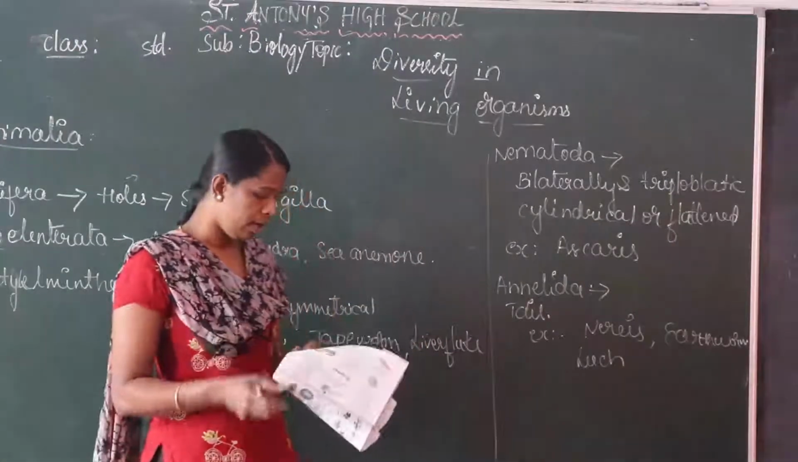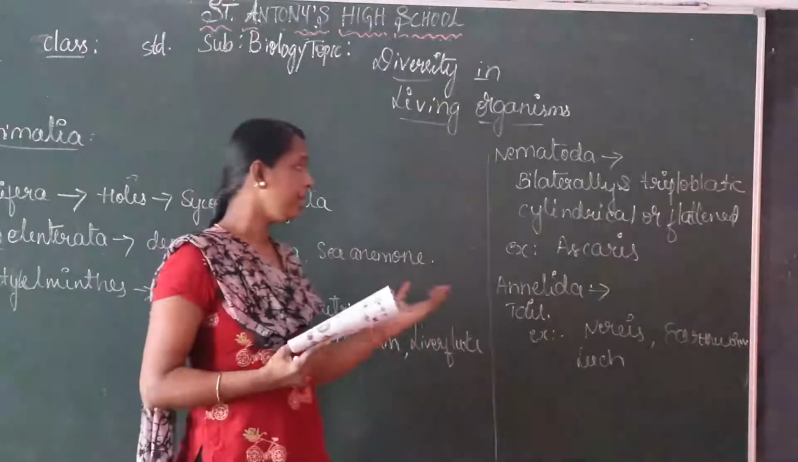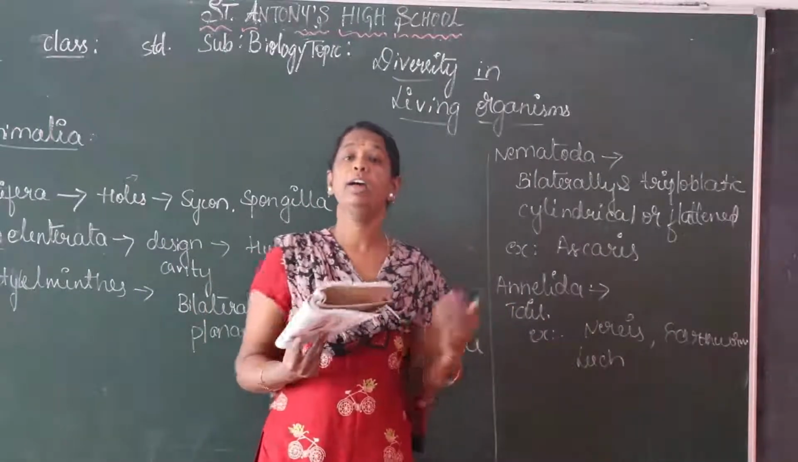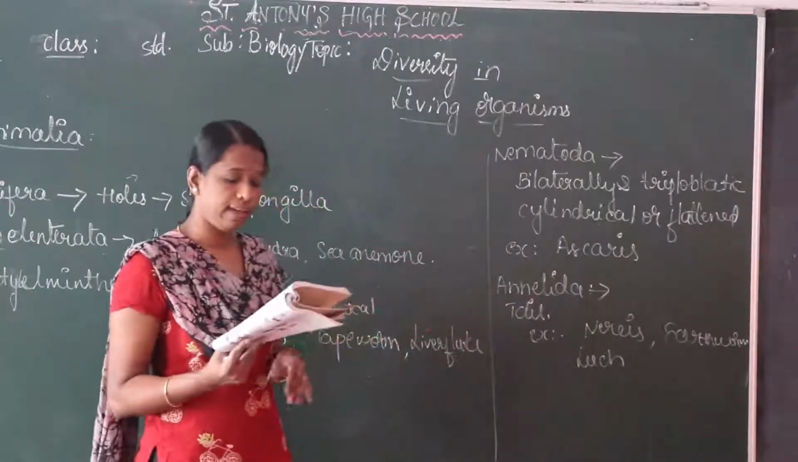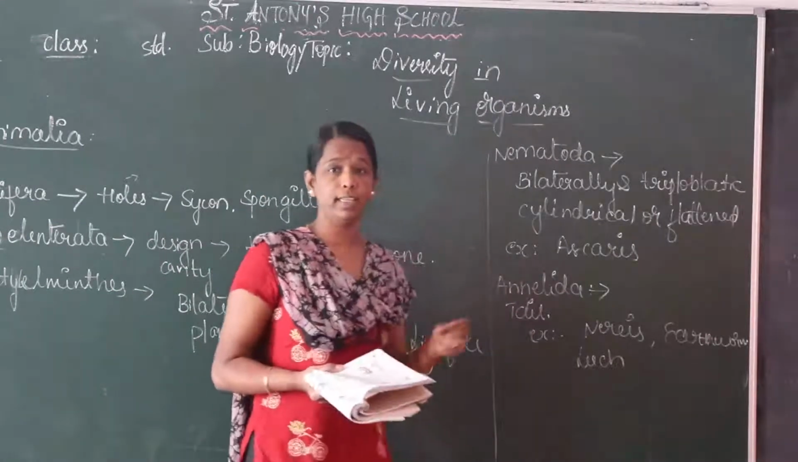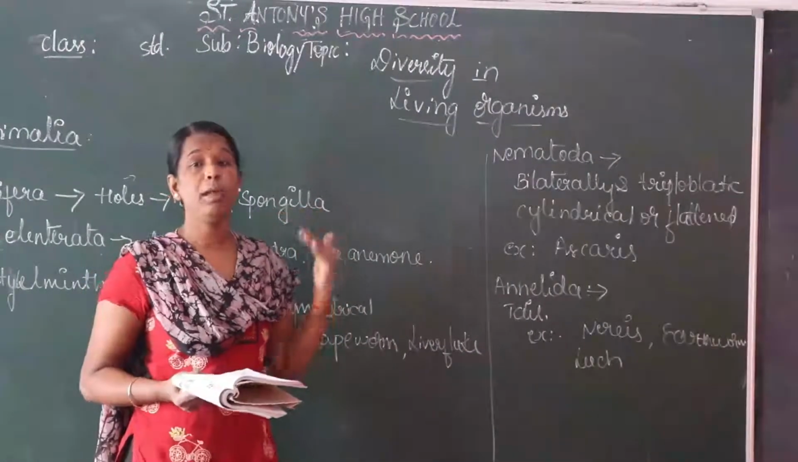The example for nematodes is Ascaris, you know. Ascaris, which we call roundworm, is usually present in the stomach. We call them intestinal worms. There are similar parasitic worms causing diseases, like roundworms also causing diseases in the human body.